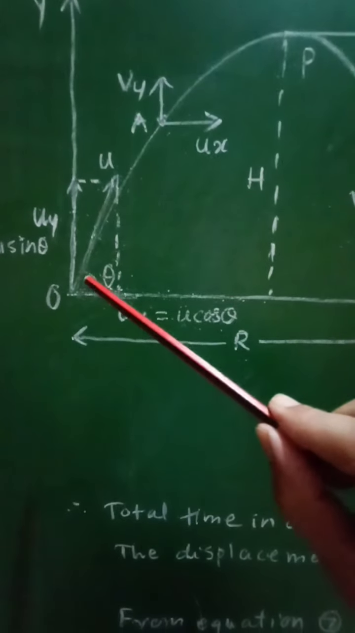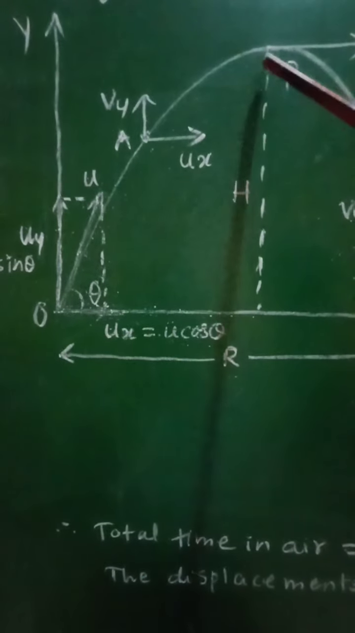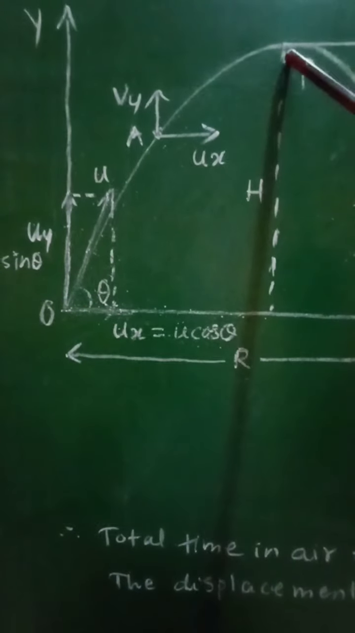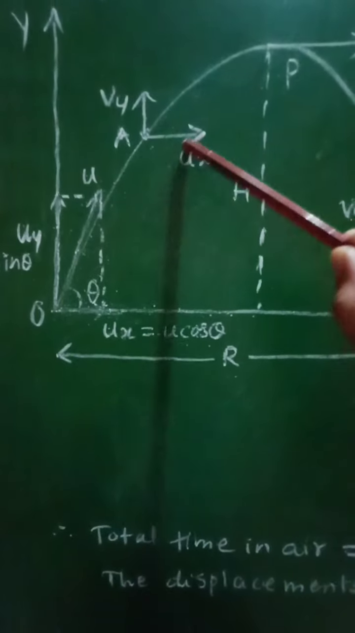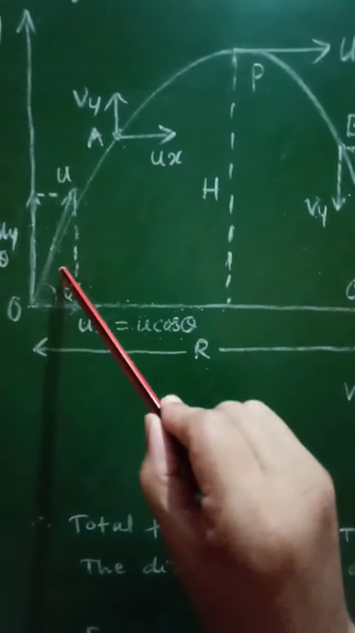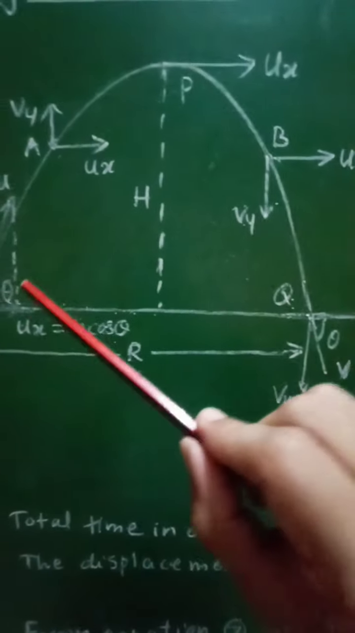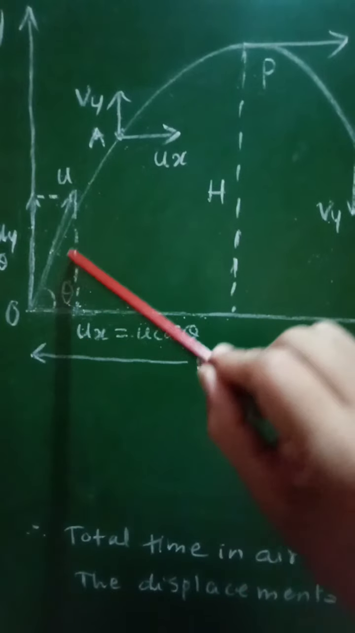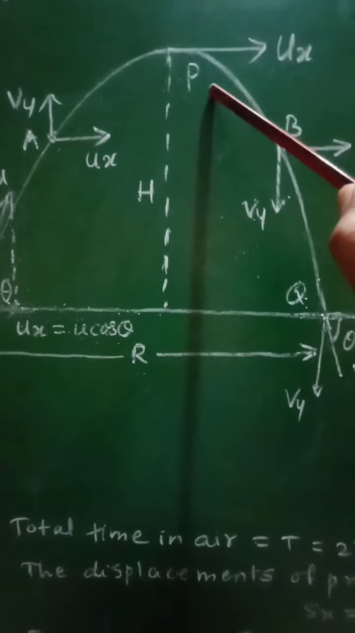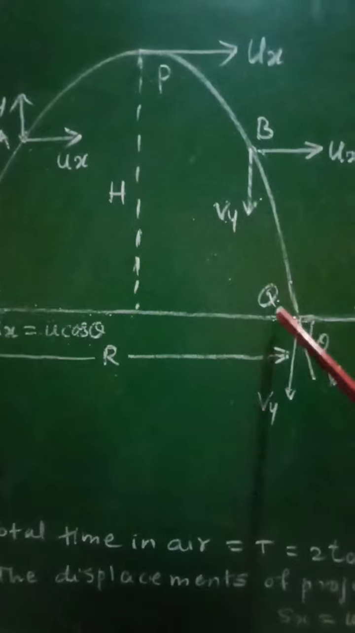Now suppose t0 represents the time taken by that projectile to reach from O to P, that is maximum height. From O to P, when that projectile moves, it takes time equal to t0. Now due to the symmetry of the trajectory, the time taken by the projectile to reach its maximum height, from O to P, will be the same as to reach the ground, that is from P to Q.